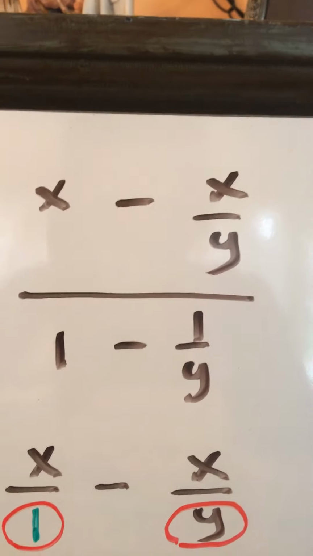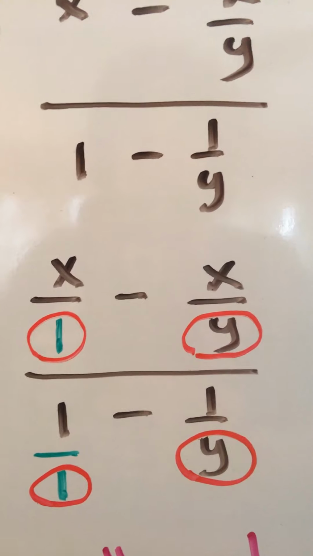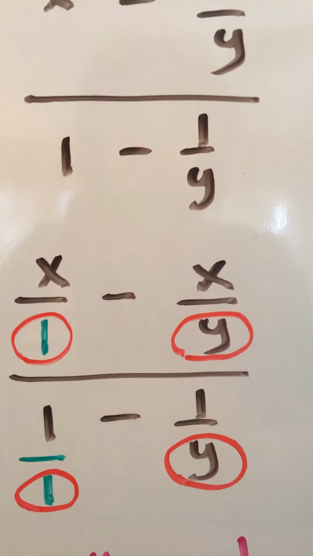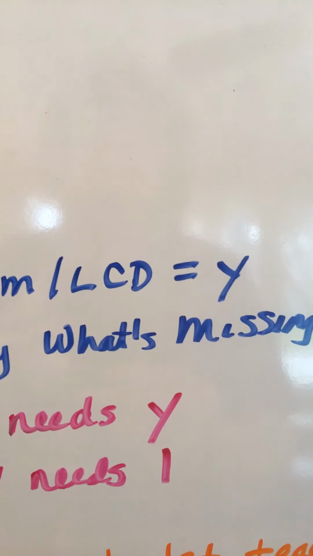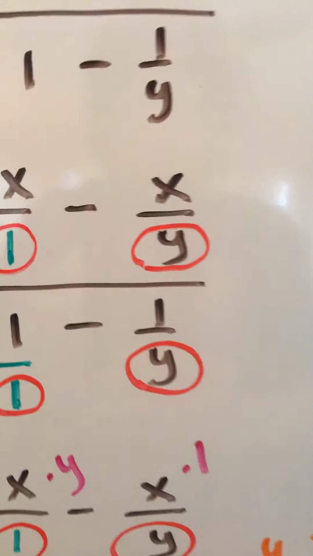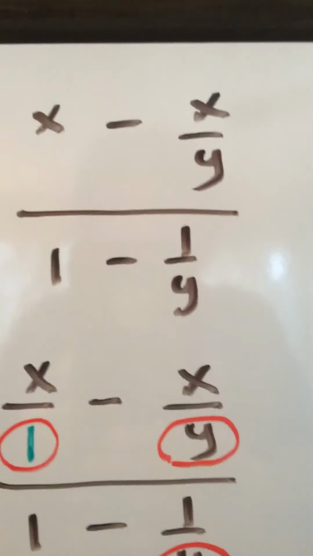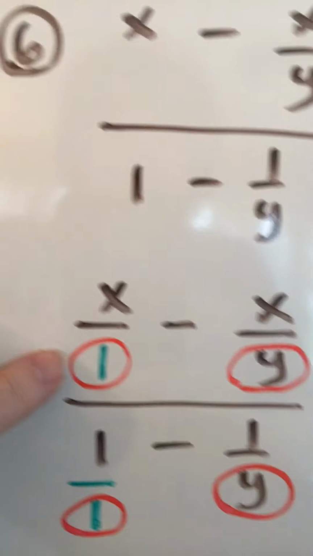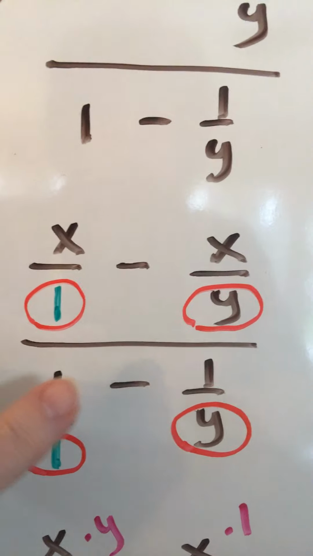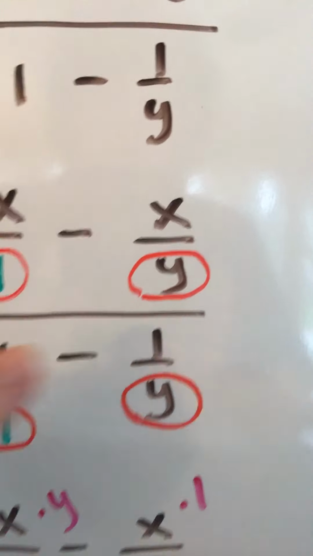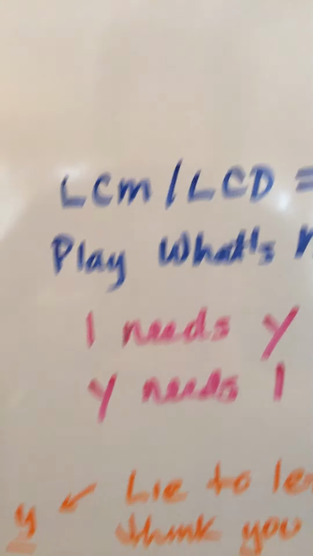Here's the next problem. Oh no, x and 1 don't have a denominator. So I gave x and 1 a denominator. What else do I need to do? Circle the denominators, because this helps me find the LCM or the LCD, which is y. And what am I supposed to do according to the book? Multiply by y over y, but what are we going to do? We're going to say 1 is missing y, y is missing 1. Because when you're looking for the LCM, y needs nothing and 1 needs y.